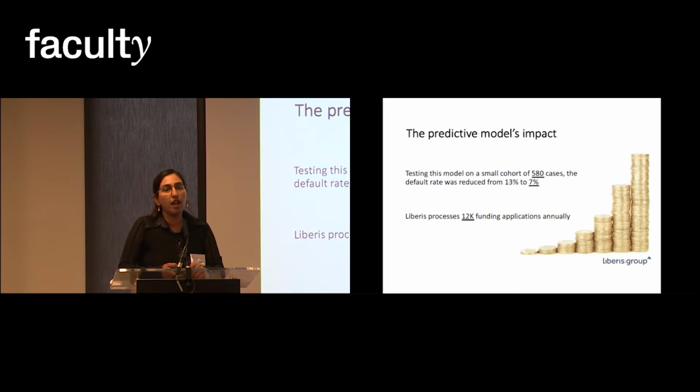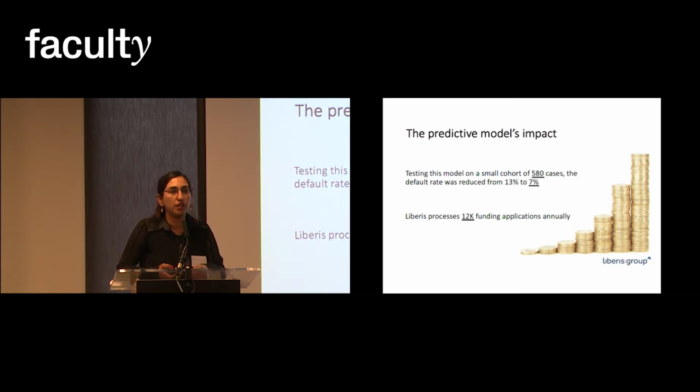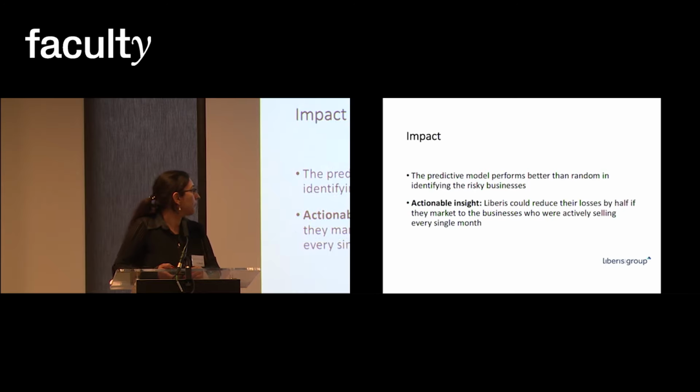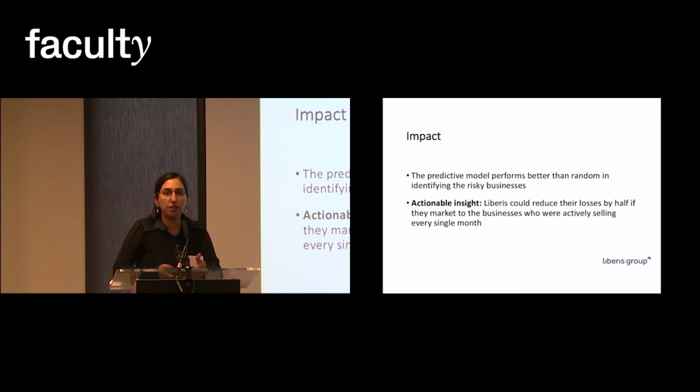So what is the impact of the predictive model for Liberis? I tested this model on a small cohort of 580 cases that the model has never seen before. And the model was able to reduce the default rate from 13% to 7%. And what is the impact of the project for Liberis? So first, the predictive model performs better than the random, and it is able to reduce the default rate.